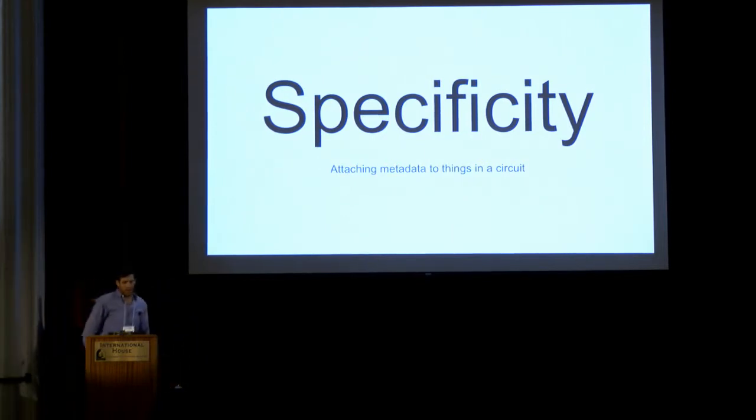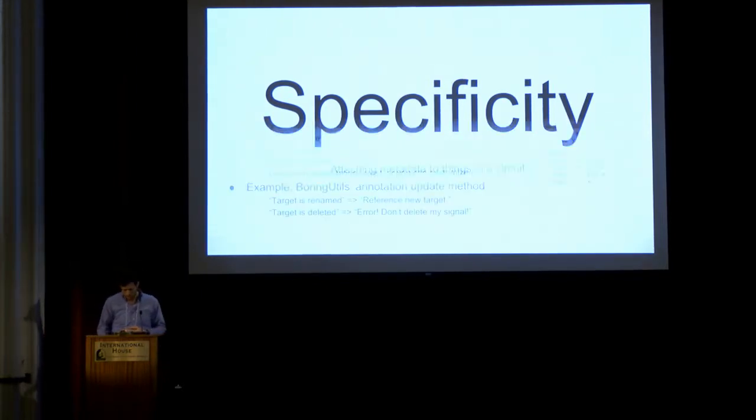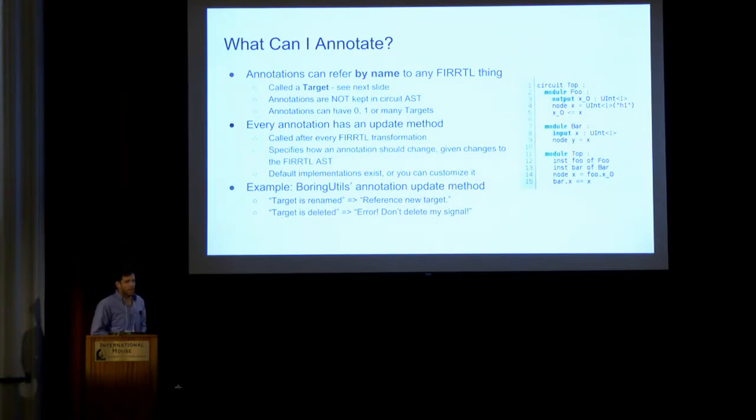Great, thanks, Schuyler. So now we understand we have metadata. It can be really arbitrary stuff that you can put in, and it'll get passed all the way through the compiler. But what if I want to attach this, or I guess point this information to things in my FIRRTL circuit? So sort of the other question is, what types of things can I annotate? Annotations can refer by name to any FIRRTL thing. So we call this a target, and I'm going to talk more about this in the next slide.